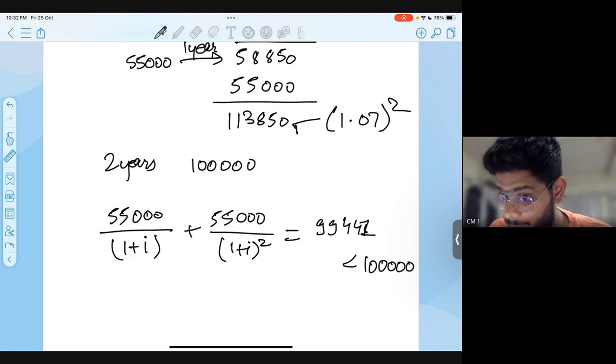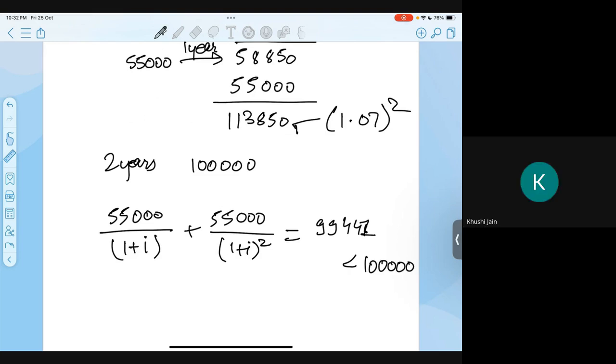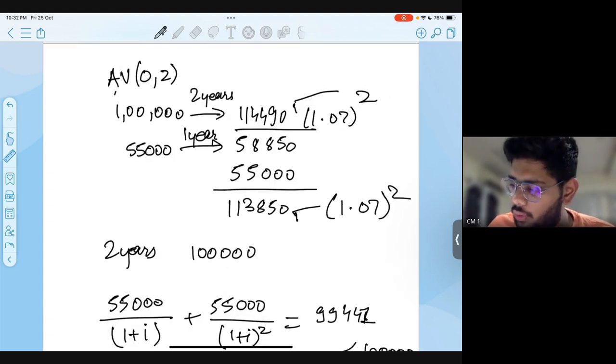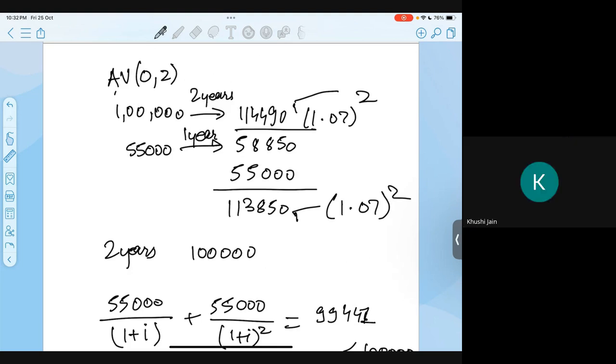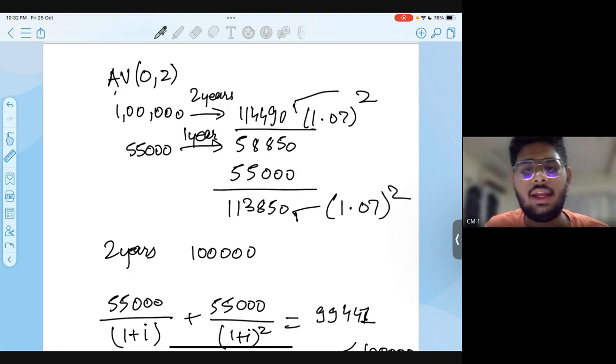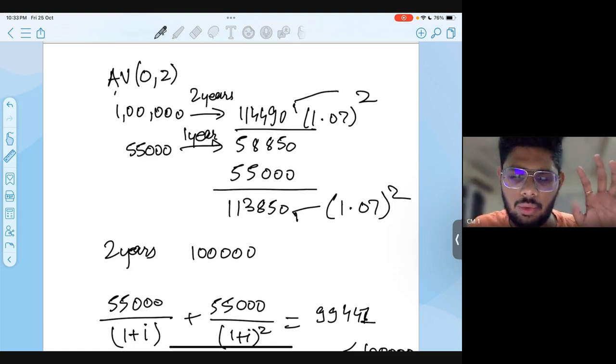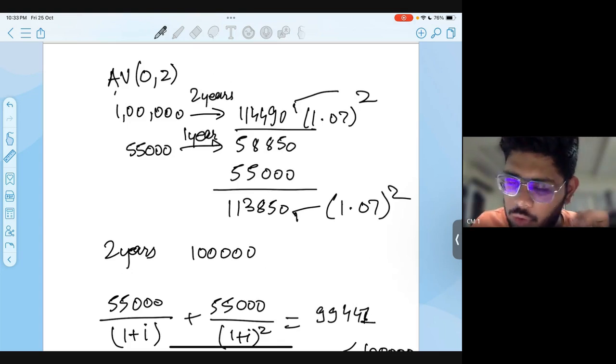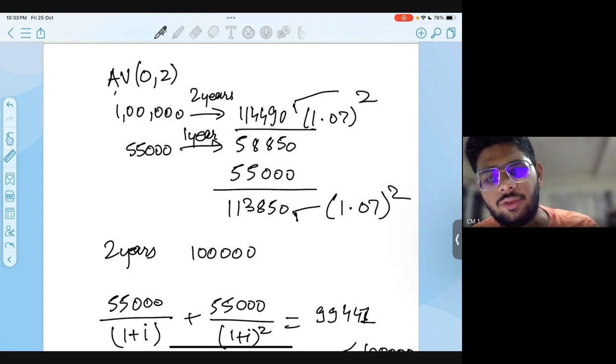Did you understand this point? Sir, I would have to watch the second one again. Okay. At point 2, the accumulated value of the 1 lakh was more than 55,000 plus 55,000. Okay. Are you familiar with this point that you can only compare two cash flows which are at the same time? So I brought 1 lakh to time 2 and 55,000 to time 2, and one 55,000 was already at time 2. Now what happens if I bring both the 55,000 to time 0?